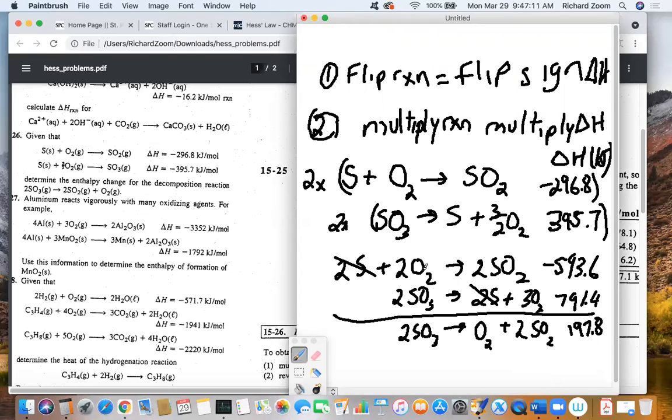Any other questions? Obviously, the order here on this side doesn't really matter. It could be 2SO2 plus O2 or O2 plus SO2. It's going to be the same thing.